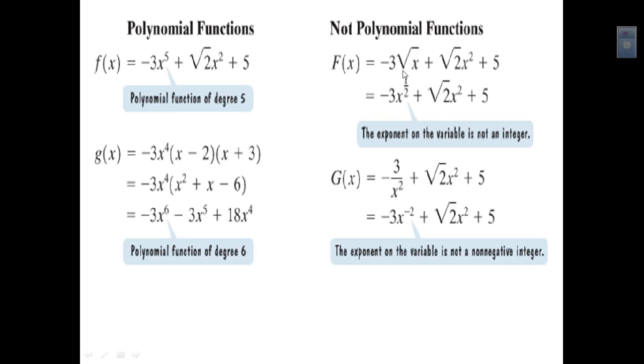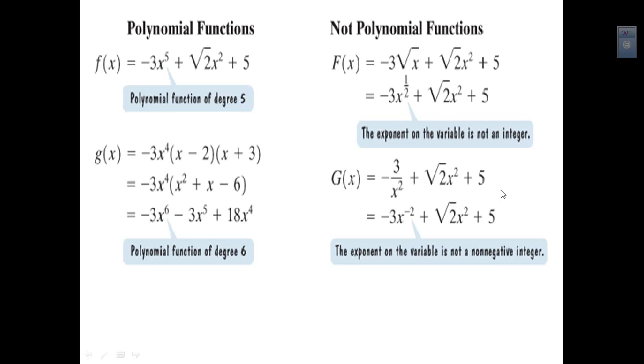All it takes is one single term that does not fit our definition, and the entire thing is not a polynomial. It doesn't have to be all of them. Right down here with g of x, you've got negative 3 over x squared plus the square root of 2x squared plus 5. Well, once again, from here on out, this thing's perfectly fine.